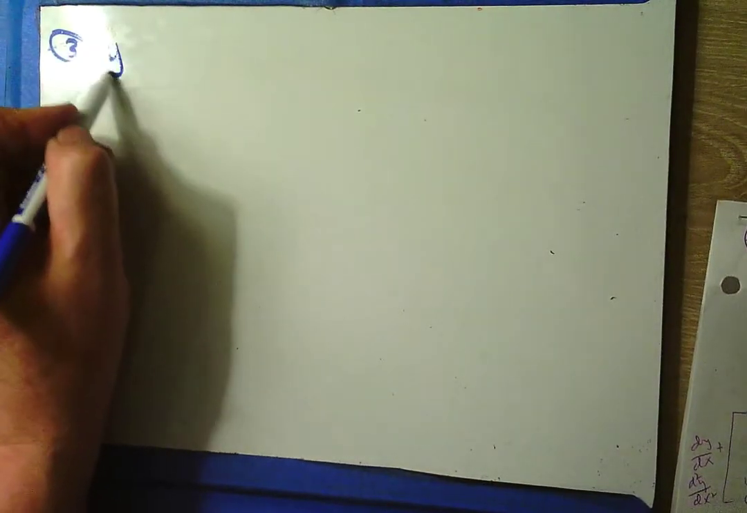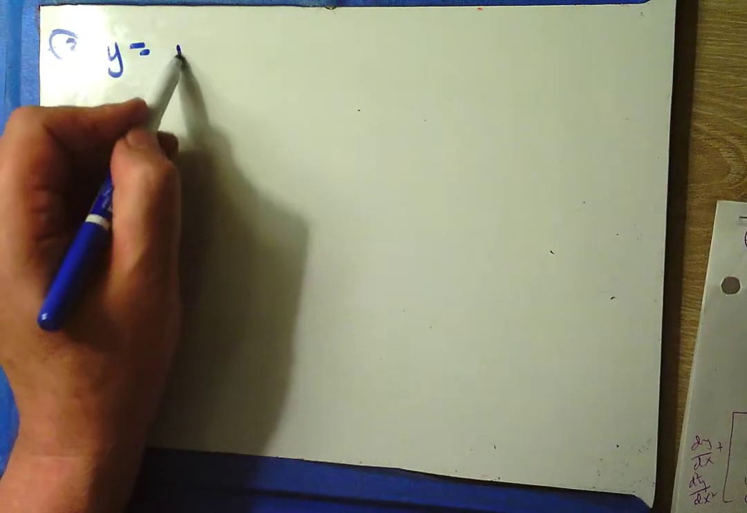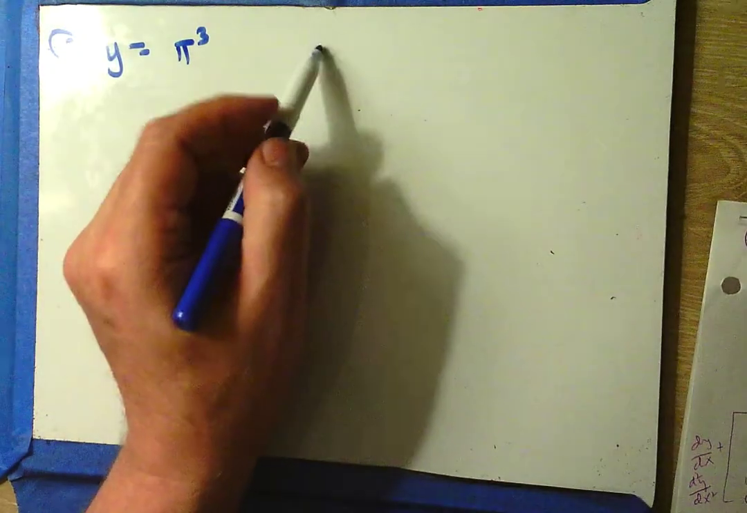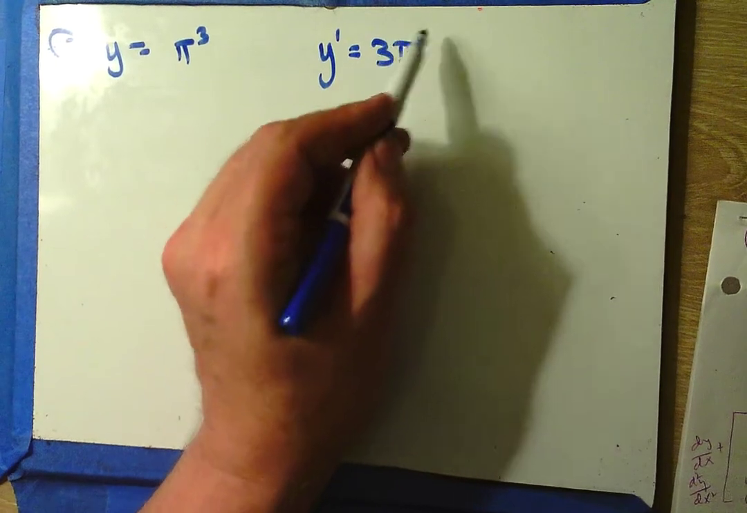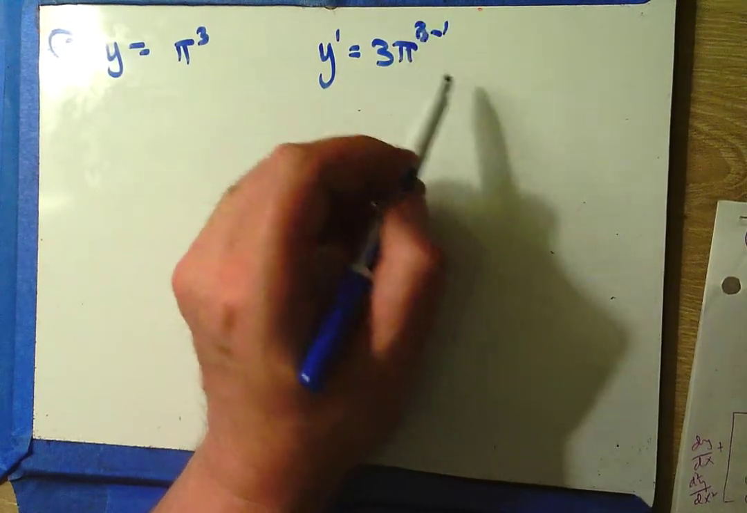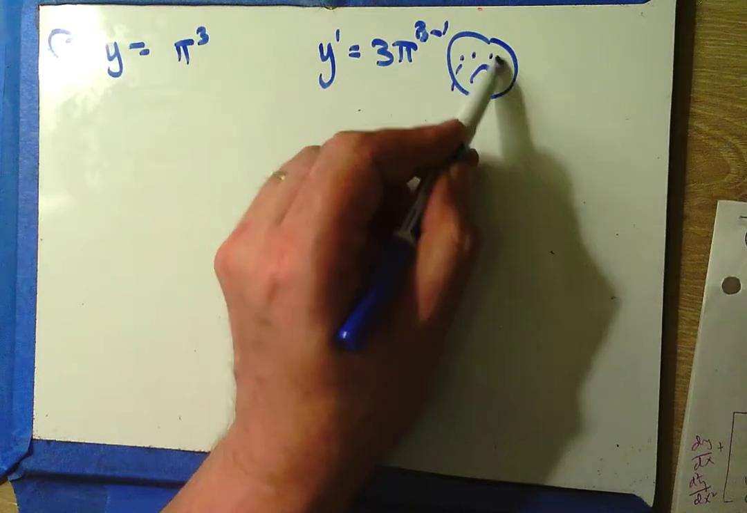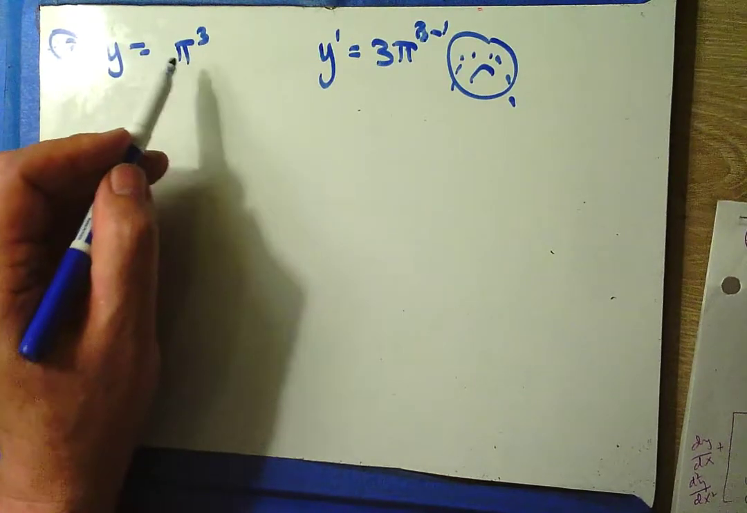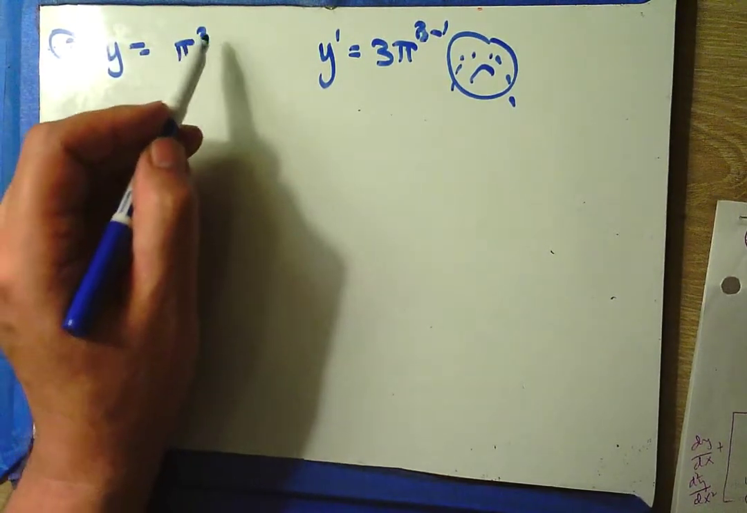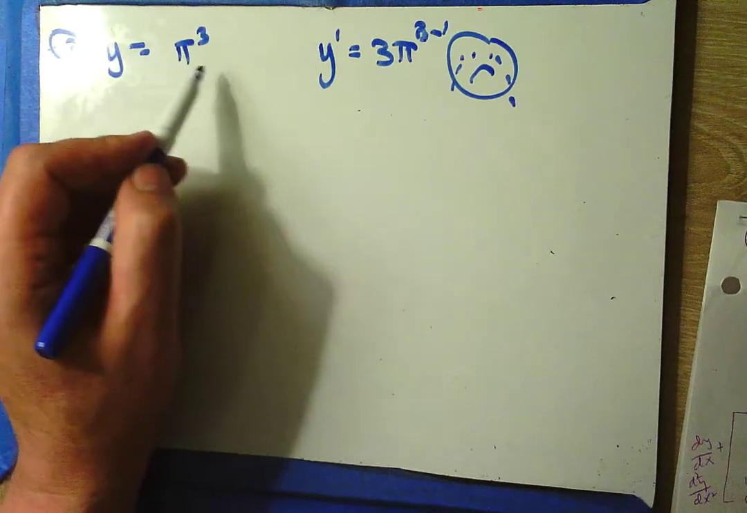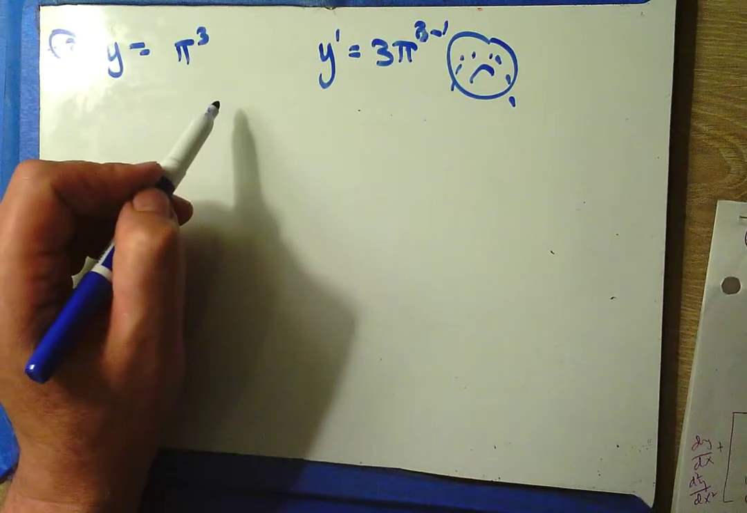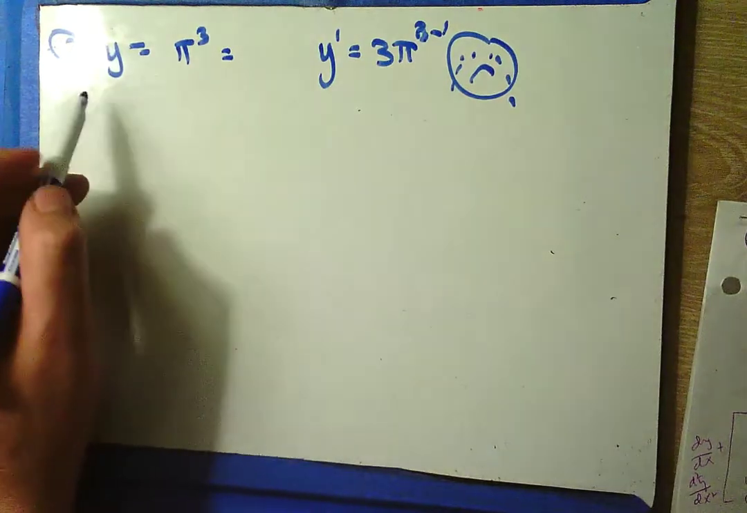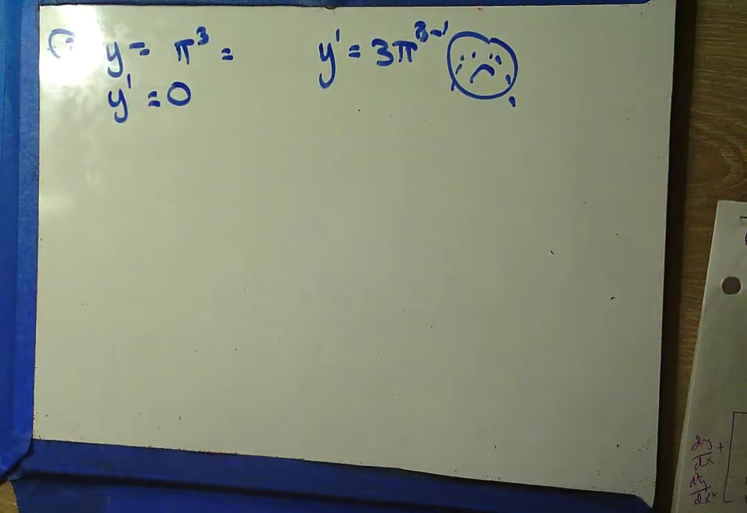Number 3. Y equals pi to the third. And you might try and do something like y prime equals 3 pi to the 3 minus 1. And I would make a sad face and cry because pi is not x. This is not a variable. This is a number. This is a number raised to a number. If I pull out my calculator, I can ask what's pi to the third, and my calculator will give me a number. So what's the derivative of a constant? Well, the derivative of a constant is 0.